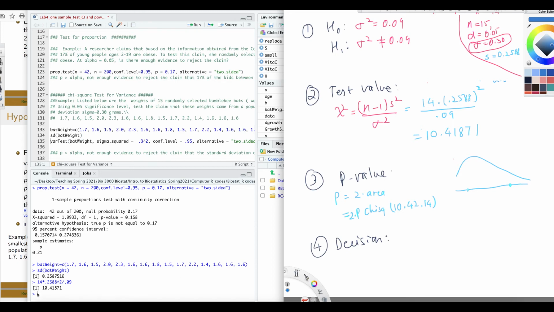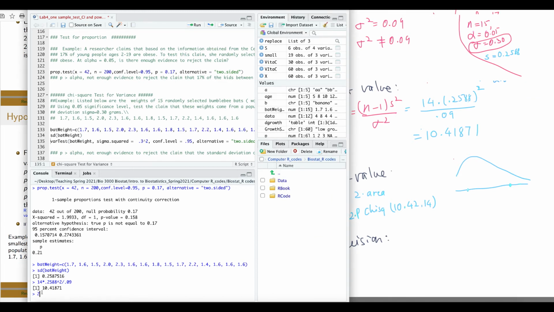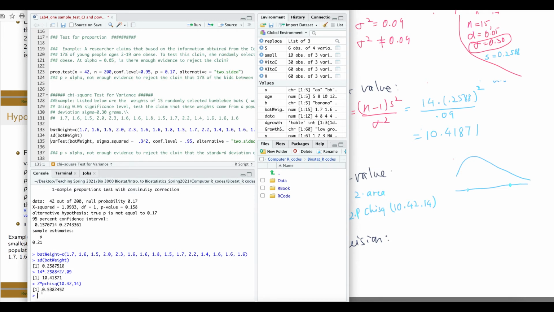So let me find out that. It will be 2 times pchisq of 10.42 comma 14. When I find this out, it is 0.5382. So this value is 0.5382. That means what?